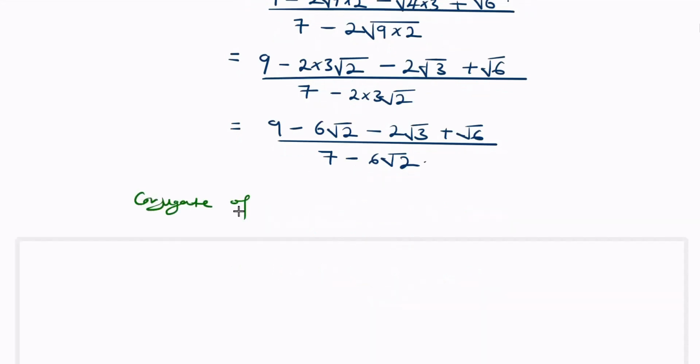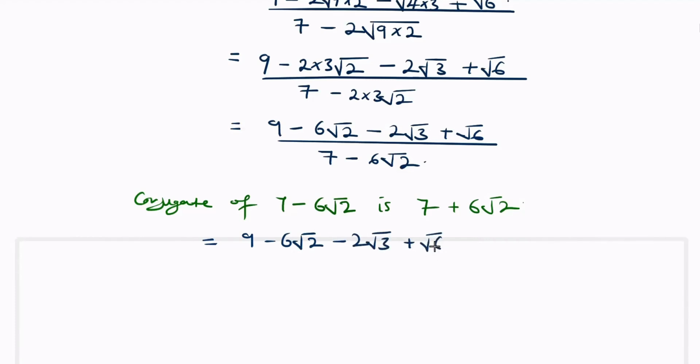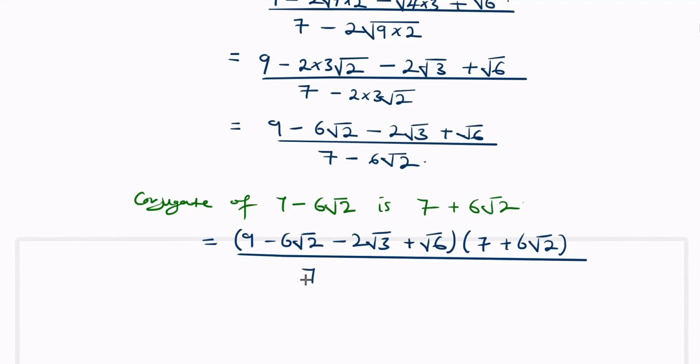In the same way, the conjugate of 7 minus 6 root 2 is 7 plus 6 root 2. So we have to proceed until we make this denominator rational. As we continue, we have 9 minus 6 root 2 minus 2 root 3 plus root 6. We are going to multiply the numerator by the conjugate we have got, which is 7 plus 6 root 2, divided by 7 minus 6 root 2 multiplied by its conjugate, which is 7 plus 6 root 2.